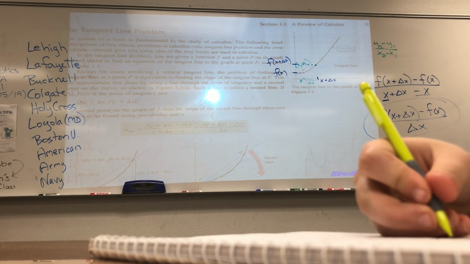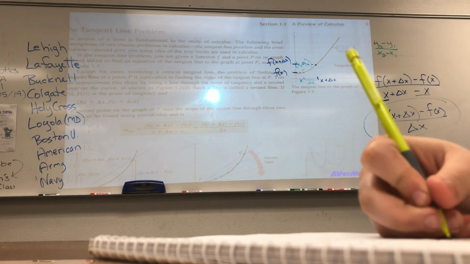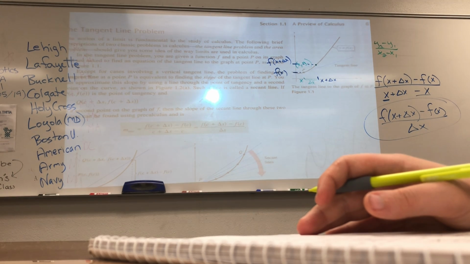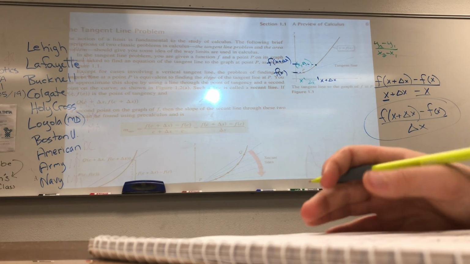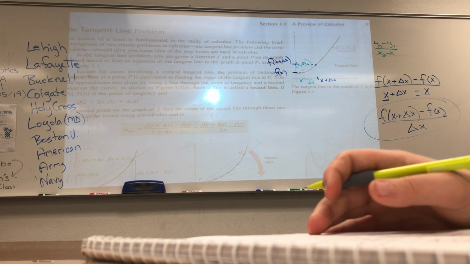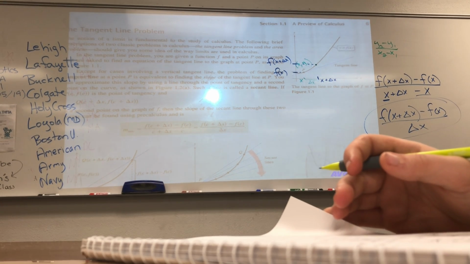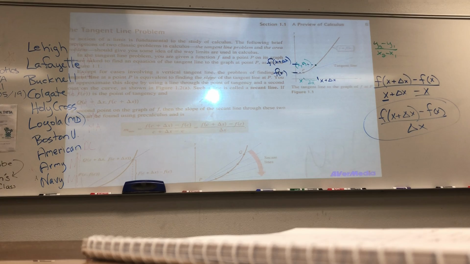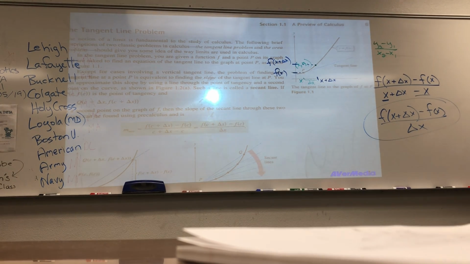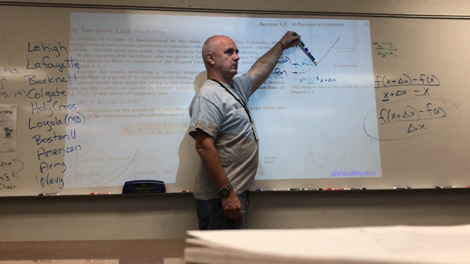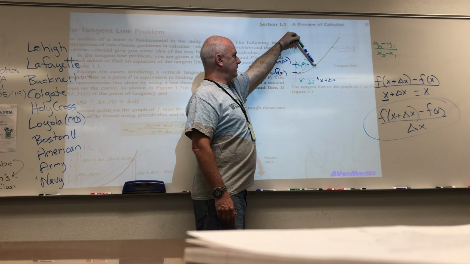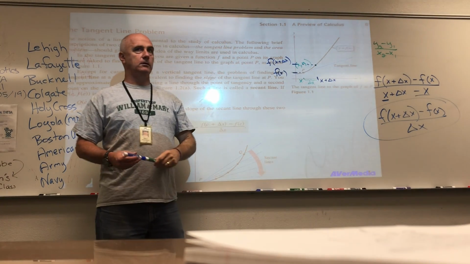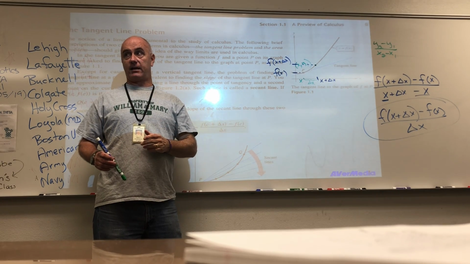Now remember, what's our goal? Find the slope of the tangent line, and to get the slope of the tangent line, we want to make, okay, where's the second point? Where do we want the second point to be? Do we want that second point to be here? So what could we change to make it closer? Not x, but delta x.